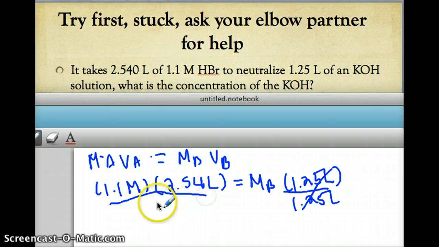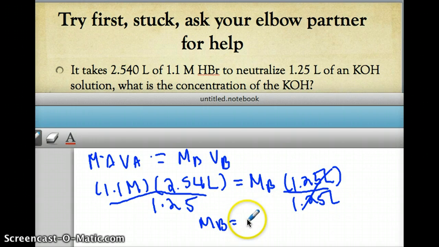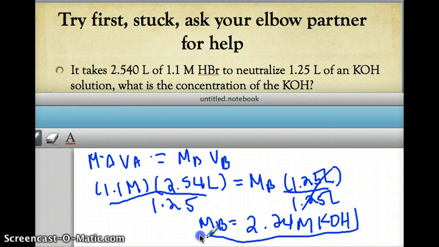And when you solve this, MB, which is a concentration, is going to be, let me look at my answer, 2.24 capital M KOH. That's the base. So the concentration of our base is this. So again, titrations are used to determine the concentration of an acid or base using what we know. Plug it into the equation, solve, and that's the concentration of your unknown.